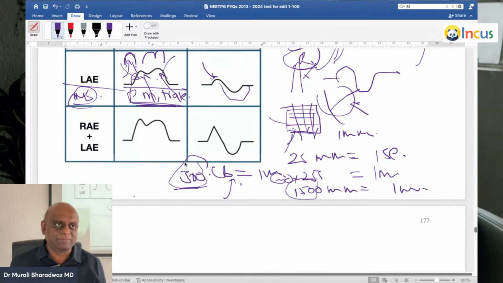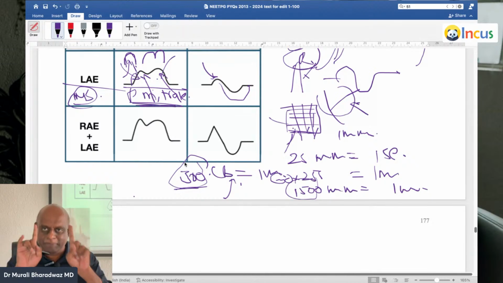Each small box is 1 mm, 25 mm is equal to 1 second, and 1 minute is equal to 60 seconds. That means 25 into 60 is equal to 1500 mm, which is equal to 1 minute. That's the reason we are calculating heart rate per minute. That's the reason between two QRS complexes, we count the number of small boxes, and 1500 divided by that number of small boxes is equal to heart rate per minute.